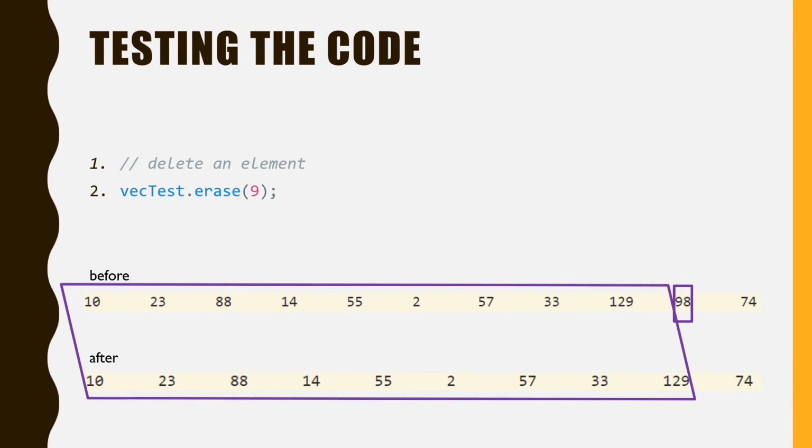For data deletion, let's try deleting the 10th element. After the deletion, we see that 98 disappears, while the rest of the elements stay the same.